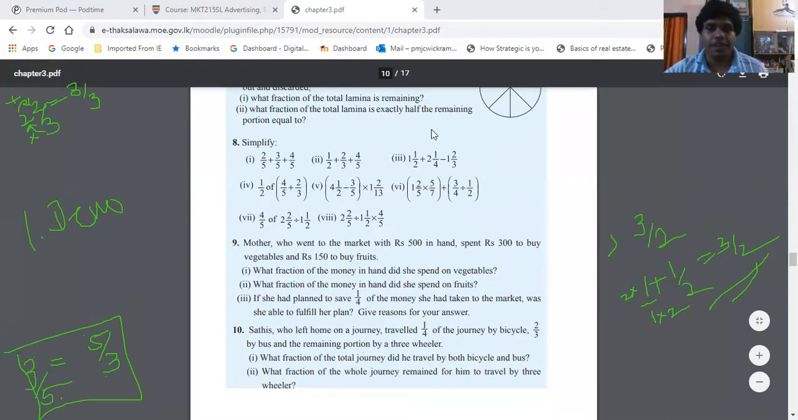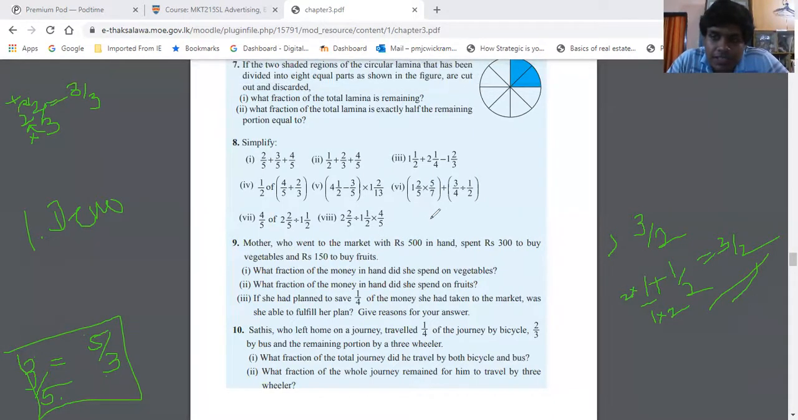Simplify. I will simplify this. Let's do this. There's an improper fraction. What's the first step? First step, 5 into 1, 5. 5 plus 2, 7. 7/5 into 5/7. I change the mixed fraction into an improper fraction.